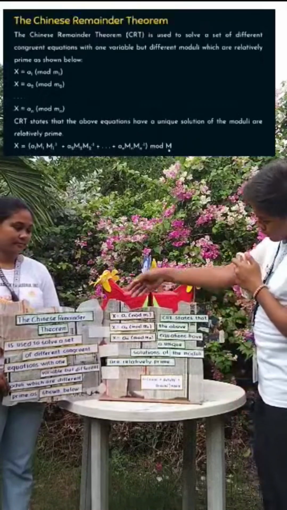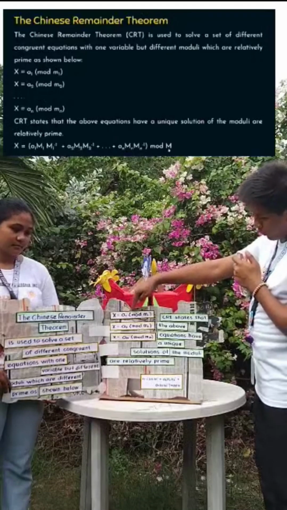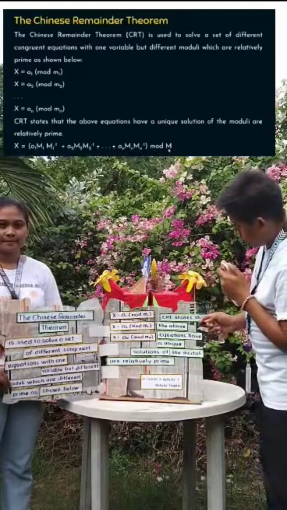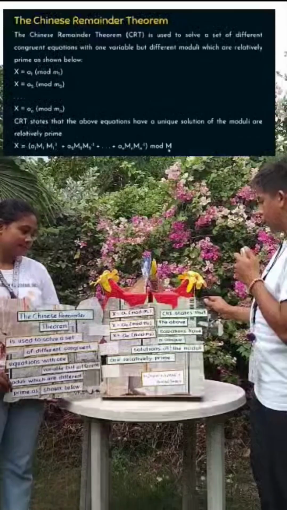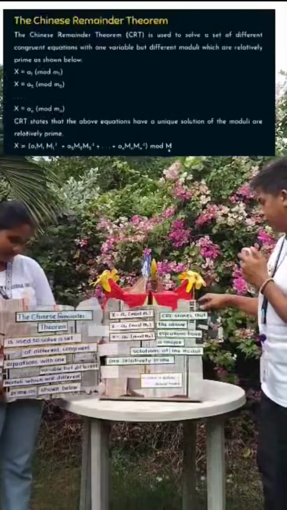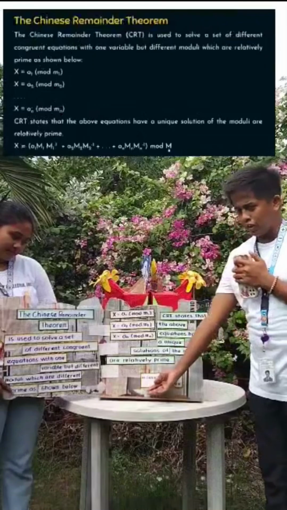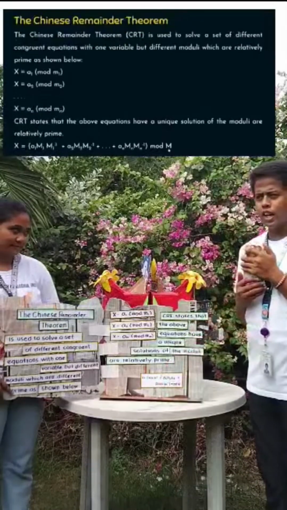We should follow this, because it is the formula on how to solve using the Chinese Remainder Theorem. The CRT states that the above equations have a unique solution if the moduli are relatively prime. This is the formula for the final equation of the Chinese Remainder Theorem. Now let's have an example first.